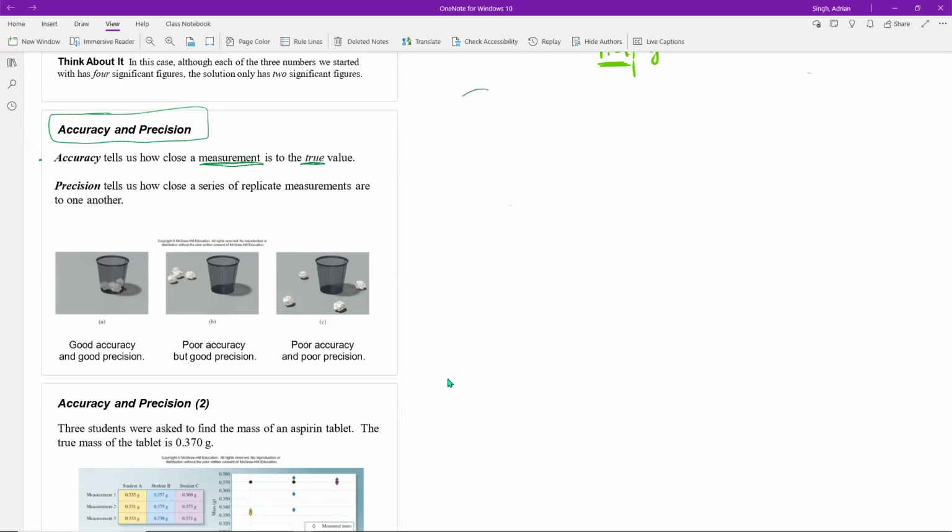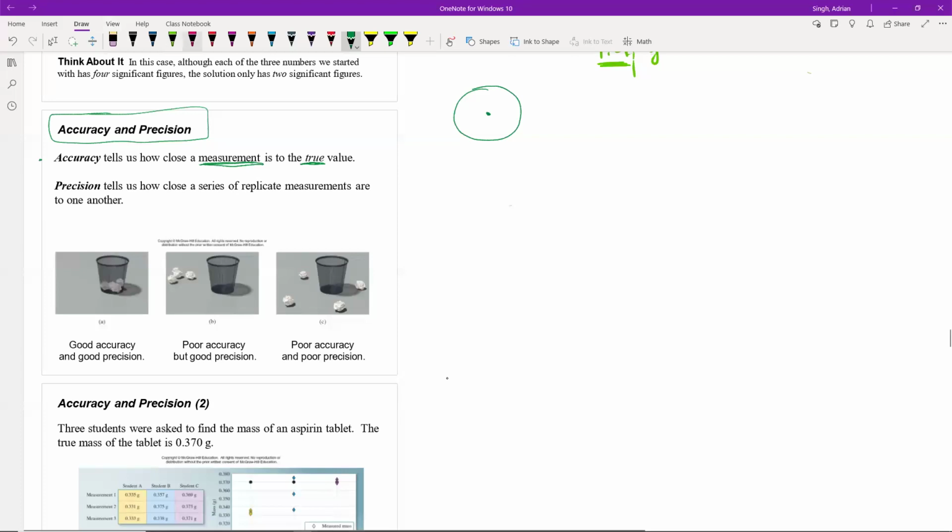So let's say, for instance, you have a bullseye on a dartboard, and the idea here is to get directly here at the center, right? And you're throwing, let's say, darts at this bullseye. So if you're accurate, what that means is that when you throw your dart, let's say you have some red darts, you're going to get pretty close to the middle, to the bullseye itself. That means that you're very accurate in your measurement, or you're throwing the dart in this case.